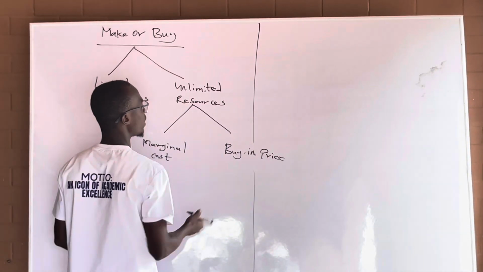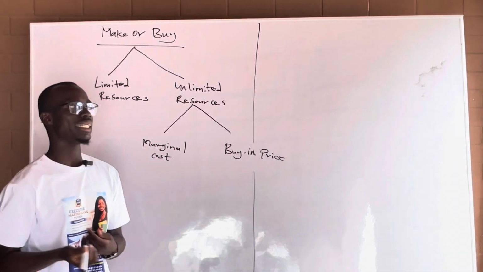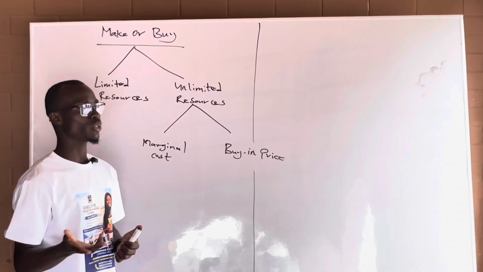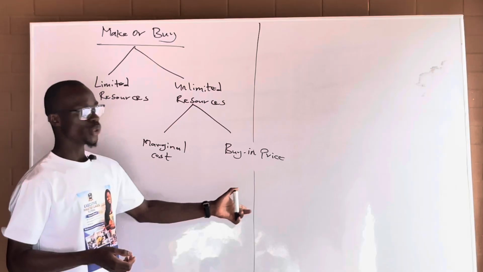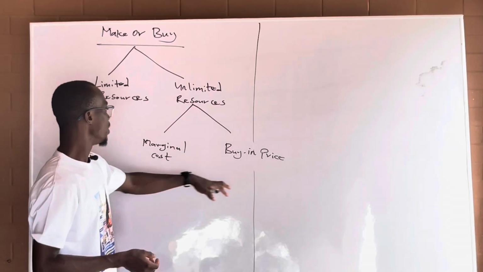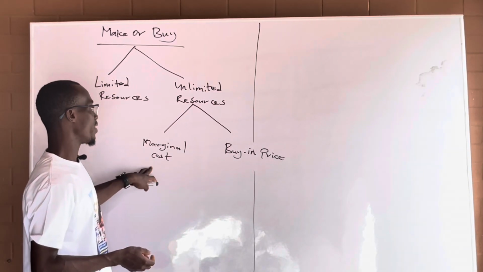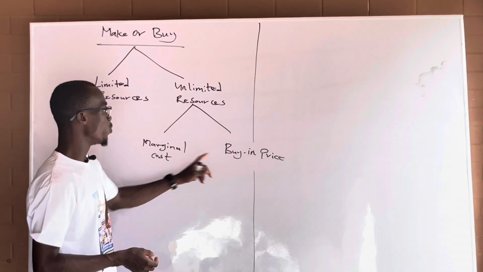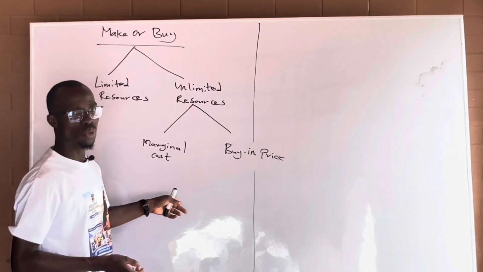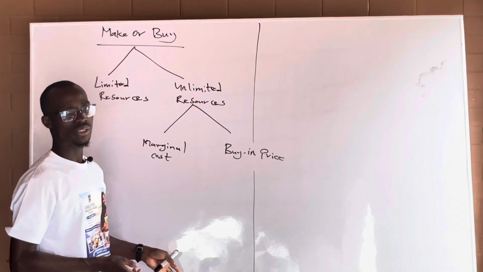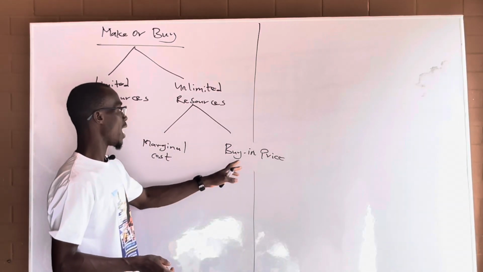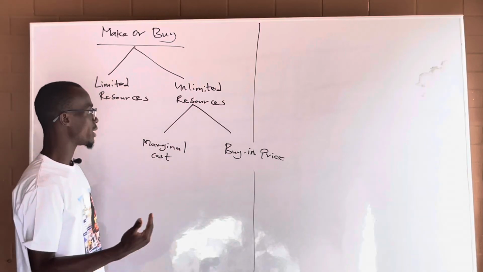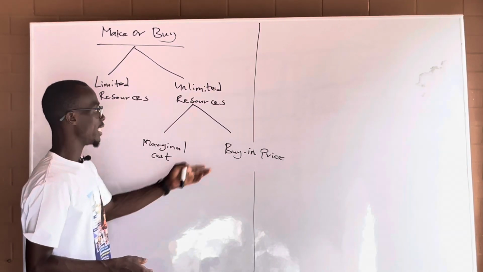The buy-in price. So if you are going to buy it outside, what is it going to cost you? Or if you are sourcing it to an outsourcer, how much are you going to pay? So you compare these two. If producing it yourself incurs a lower cost than buying it, then it is best that you make it in-house. And if buying it outside from an outsourcer costs less than making it in-house, it is best that you go for it.